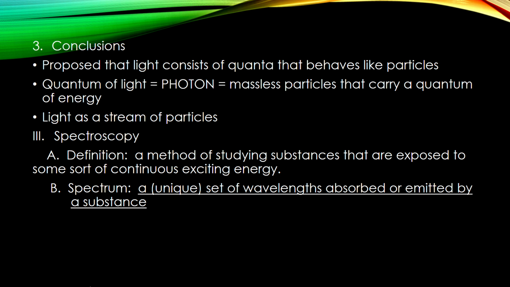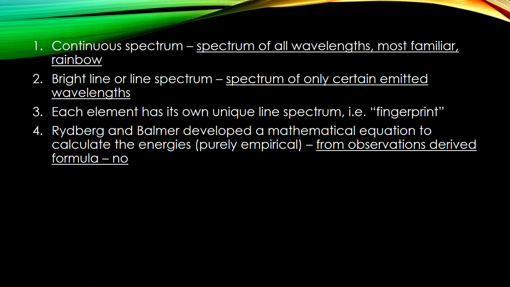Okay, so if we take a look here, we need to make sure that we understand what we're talking about. The continuous spectrum is the one that you guys are familiar with. This is our spectrum of all wavelengths. This is if I take a prism and I just use the lights in the room, it will split it out and I will get the full rainbow. I can also get the bright line or line spectrum, and this is usually what we look at when we look at how energies are changing with things like an atom. This is the spectrum of only certain emitted wavelengths. And what we found was that each element has its own unique line spectrum. It's almost like a fingerprint.